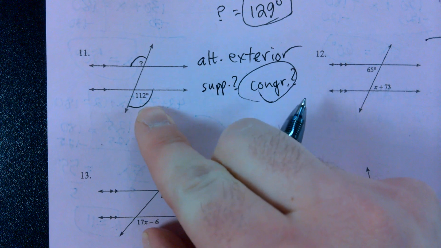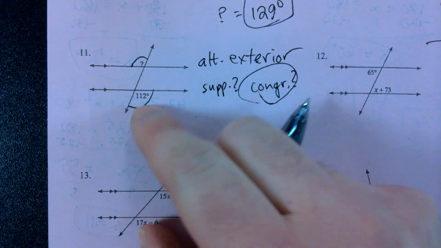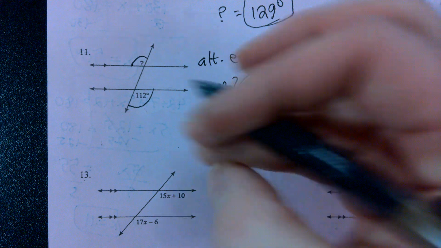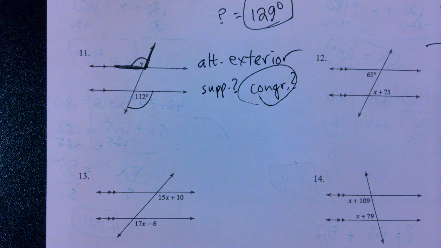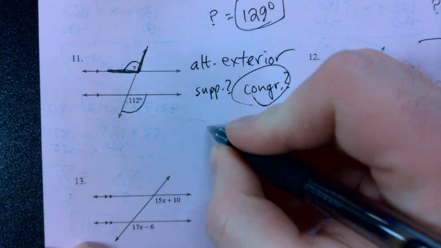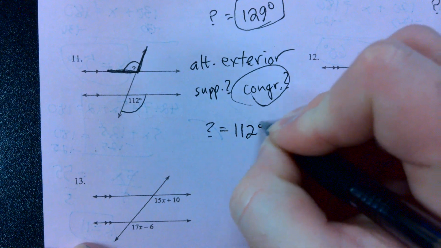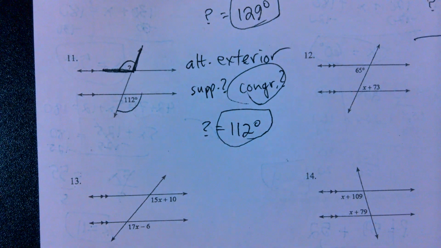112, is that obtuse or acute? Obtuse. What about this question mark angle? Does that look like an obtuse angle or an acute angle? Obtuse. So if they're both obtuse angles, they are both going to be equal to each other. My answer is 112 degrees. The only time you need to add them up and set them equal to 180 is if it's the same side interior relationship.